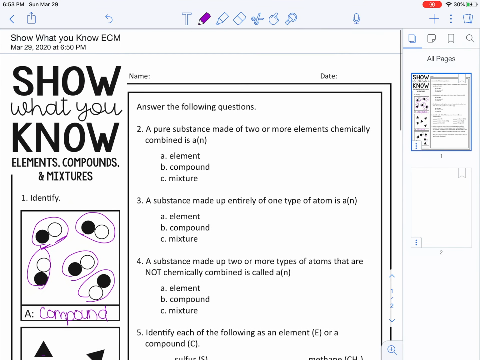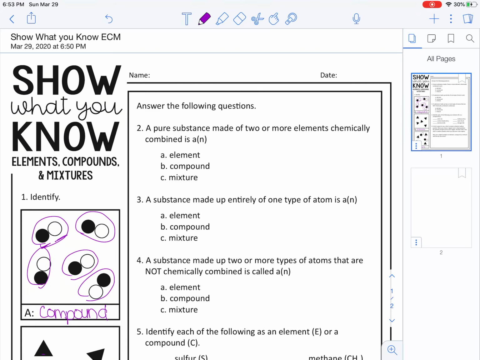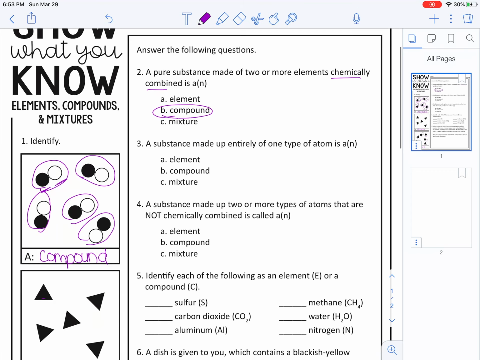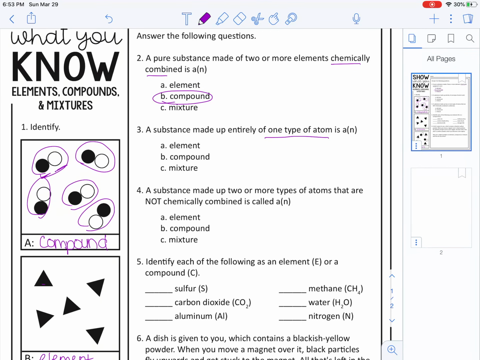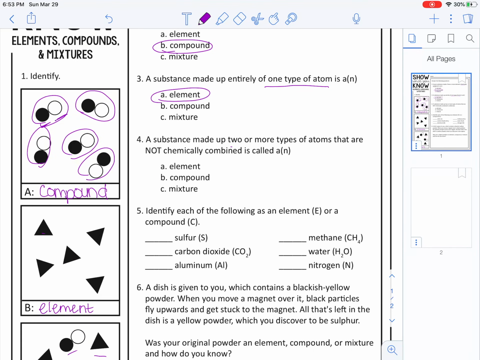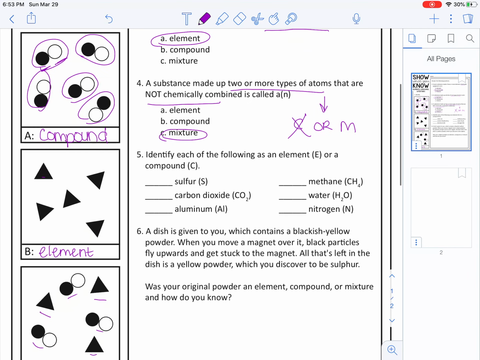If we go back now and look at the questions, a pure substance made of two or more elements chemically combined. The fact that they're chemically combined, that's the definition of what makes it a compound. A substance made up entirely of one type of atom, if it's only one type of atom, that is an element. A substance made up of two or more types of atoms, if we stop there, that can either be a compound or a mixture. But they are not chemically combined, that rules out a compound, so this can only be a mixture.